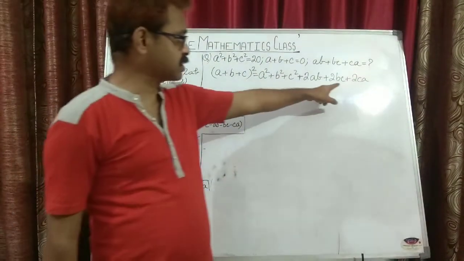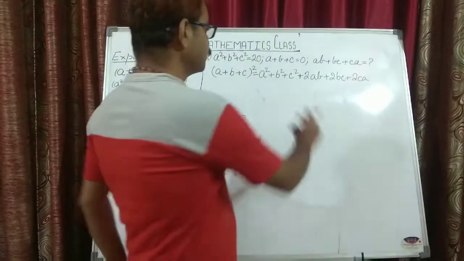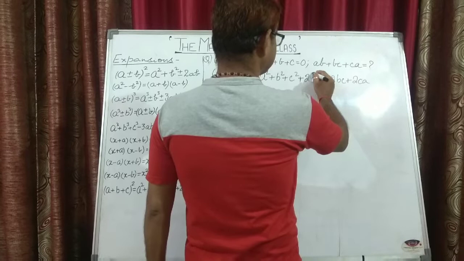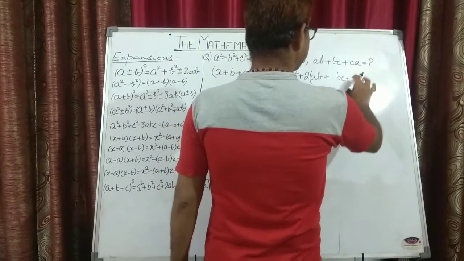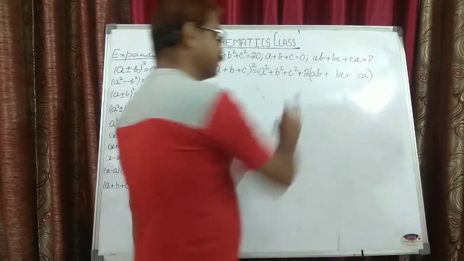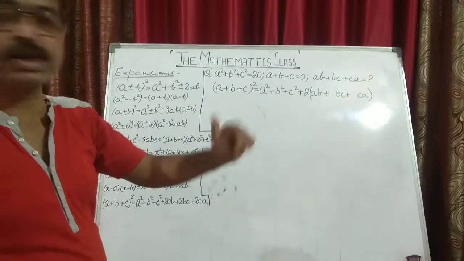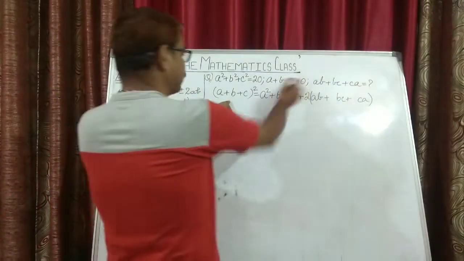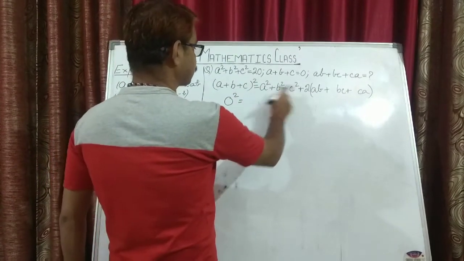Now from these three terms, if you take 2 common, you will be left with 2 times (ab plus bc plus ca). What I have done, I have taken 2 common. Now just simply substitute the values and solve it out. a plus b plus c is given to you as 0. So 0 square will be 0 only. a square plus b square plus c square is 20.